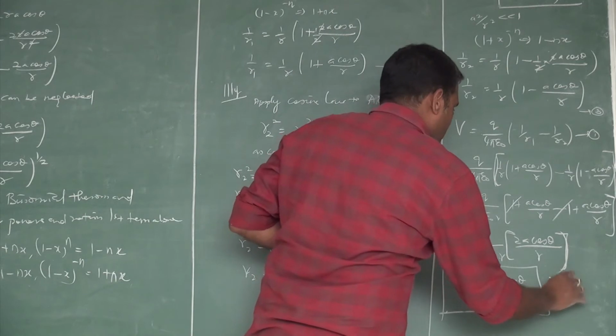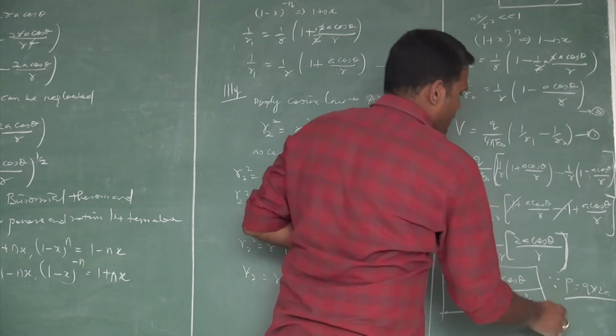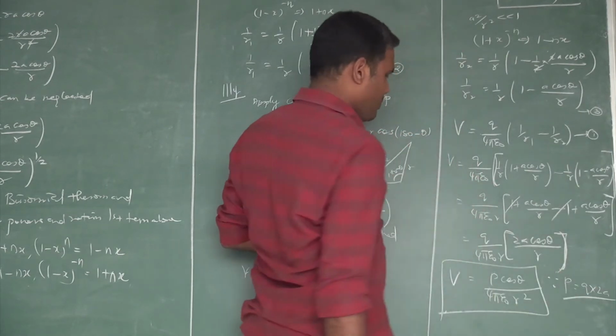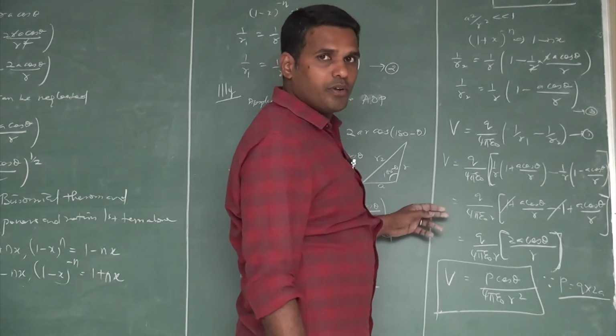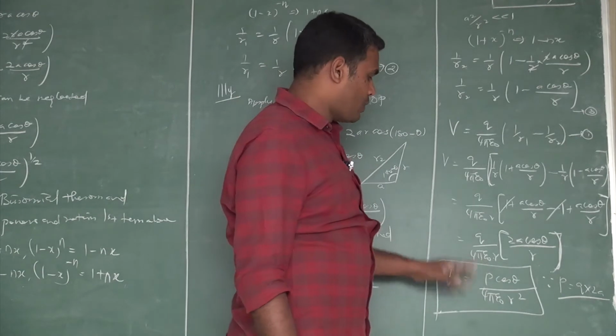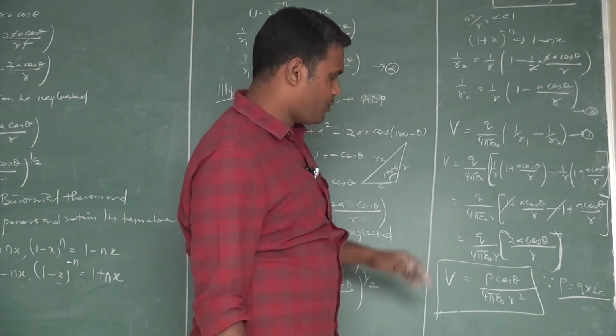Since p equals q into 2a, the product of charge and the distance of separation between the two charges is the dipole moment p. So the potential at the point due to an electric dipole is v equals p cos theta by 4 pi epsilon naught r square. There are 3 special cases related to this. We have to speak about that.